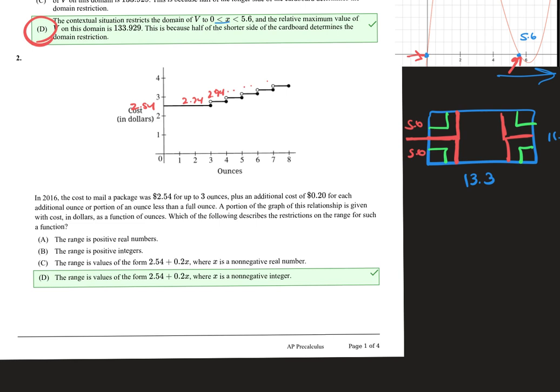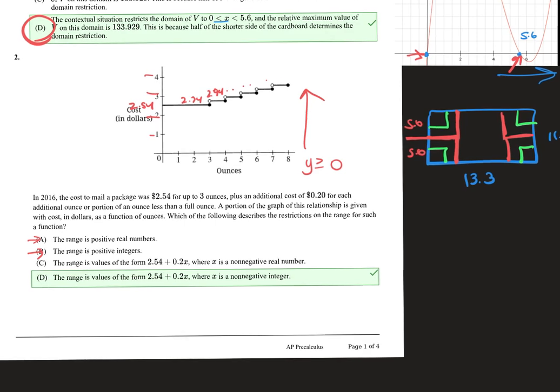Which of the following describes the restrictions on the range for such a function? The range is all positive real numbers would not be true because the range is not all real numbers, specifically it would be y is greater than or equal to 0. The range is positive integers. Now we're talking about all integers being whole numbers, 1, 2, 3, 4, 5, and so on and so forth, which is also not true.